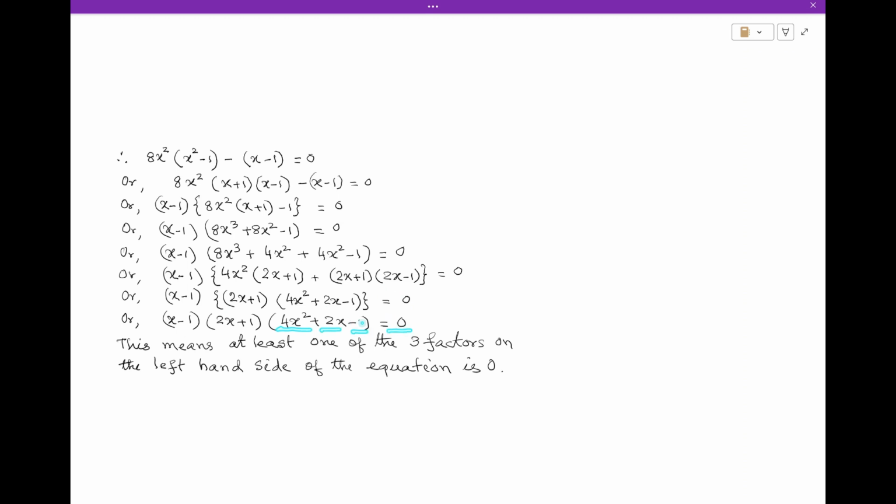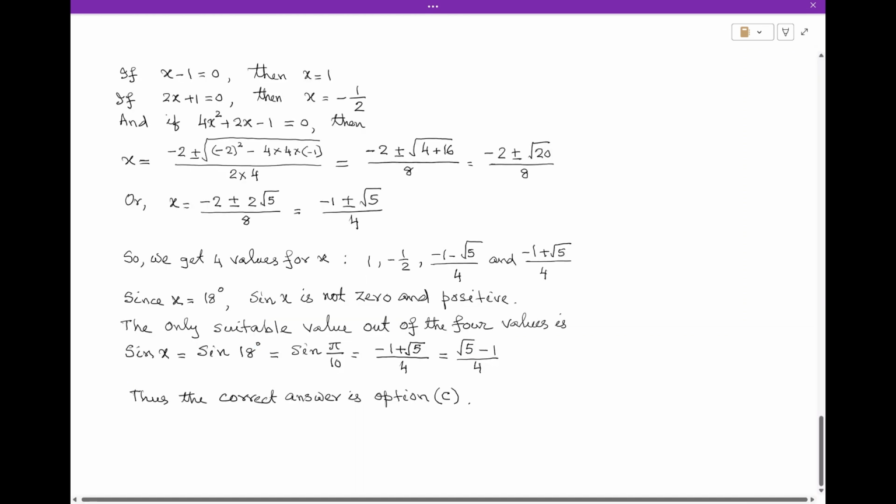There are three factors on the left hand side of the equation, and when any of these factors is 0, then the product also becomes 0 and the equation is satisfied. That means at least one of the three factors on the left hand side of the equation has to be 0. If x minus 1 is 0, then x is equal to 1. This is one value of x. If 2x plus 1 is equal to 0, then x is equal to minus half. This is the second value of x.